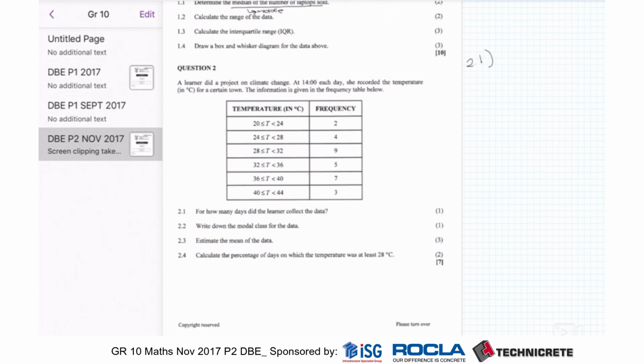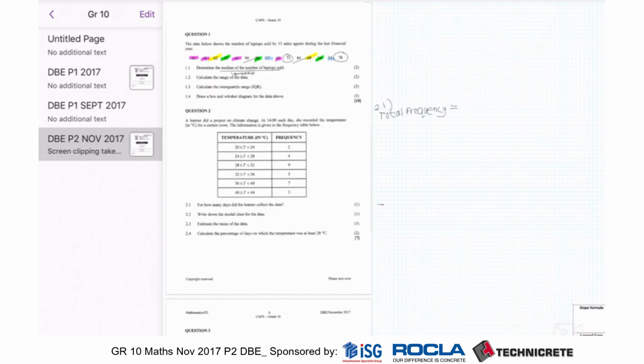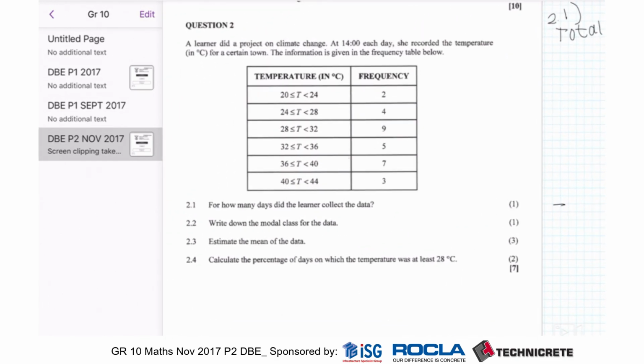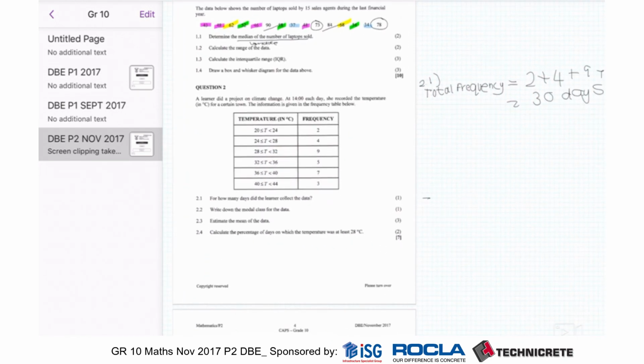So that is going to be our total frequency. Okay, that is the total number of days that you would have collected this data. So on your calculator, it's going to be 2 plus 4 plus 9 plus 5 plus 7 plus 3. You should get 30 days. Okay, the next one says write the modal class. What does mode mean? Mode means the highest number of frequency. So the modal class is going to be 28 to 32.